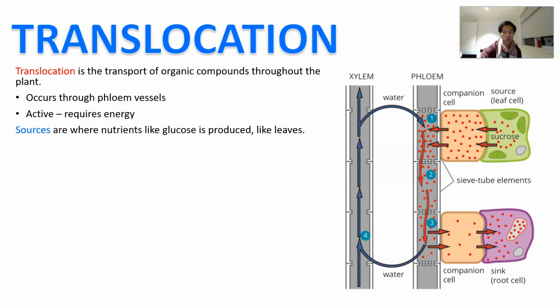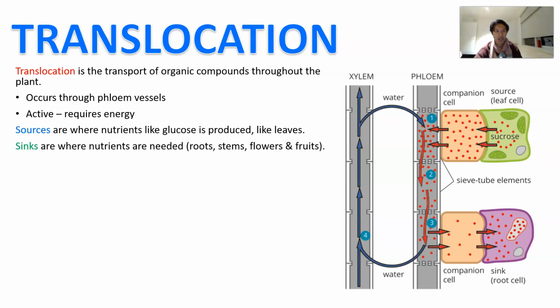There are two particular areas of interest that we want to consider within the plant. These are sources, where nutrients like glucose are produced, such as the leaves or the stem, anywhere that's green and photosynthesizing, and then sinks. Sinks are where nutrients are needed but cannot be produced on their own. So for example, the roots, the stems, the flowers, and the fruits can't produce their own sugars because they rely on the leaf. And so they are sinks in the sense that they require nutrients to be transported to those places.